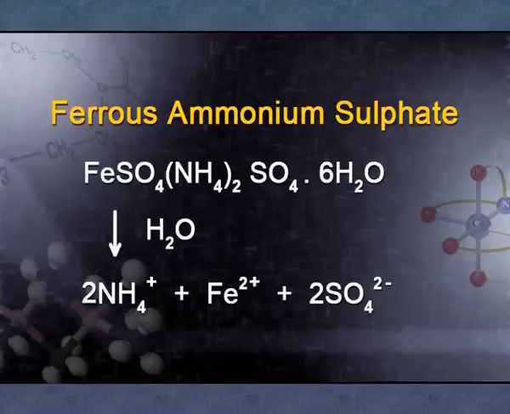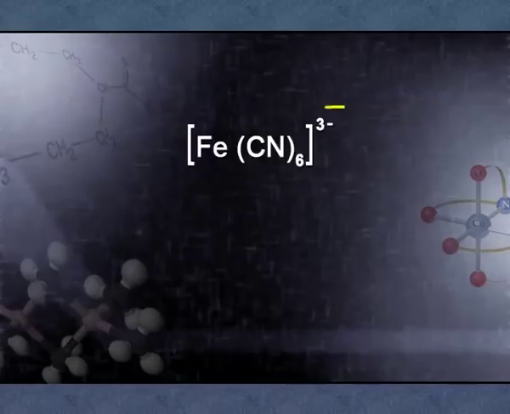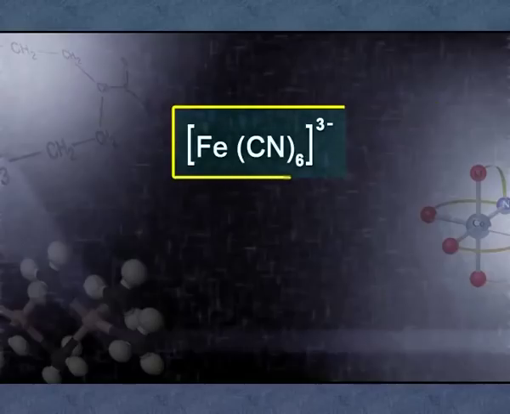Plus 6 H2O. When you dissolve this compound in water, you will see that you can test for iron radicals, for sulfate radicals, as well as for ammonium radicals. But if you take [Fe(CN)6]3-, if you dissolve it in water, you cannot test for iron as well as cyanide separately. It will give you a combined test for ferrocyanide radical or ferricyanide radical.